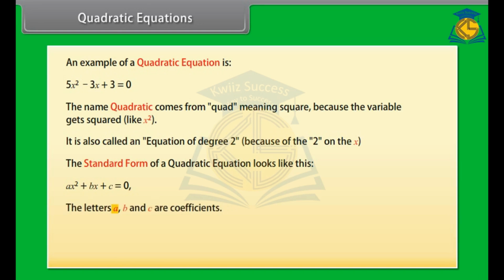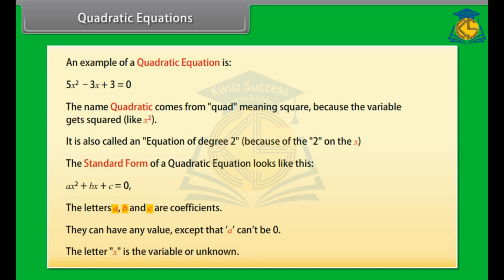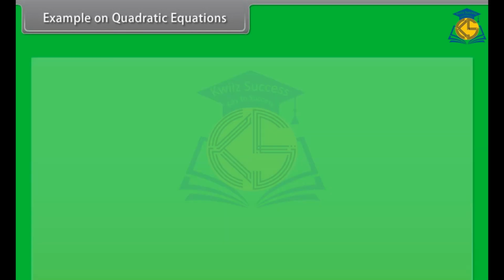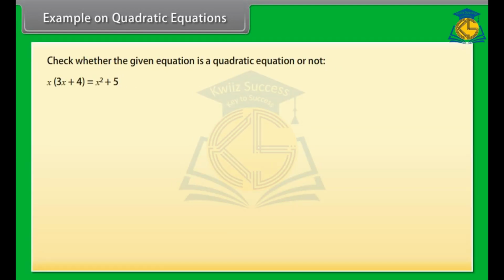The letters a, b and c are coefficients. They can have any value except that a cannot be 0. The letter x is the variable or unknown. Example on quadratic equations. We will now check whether the given equation is a quadratic equation or not.